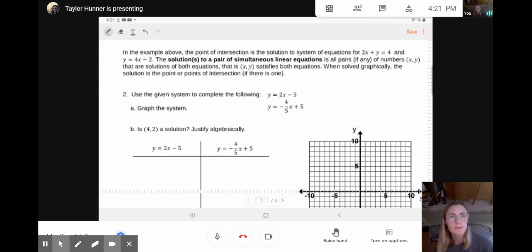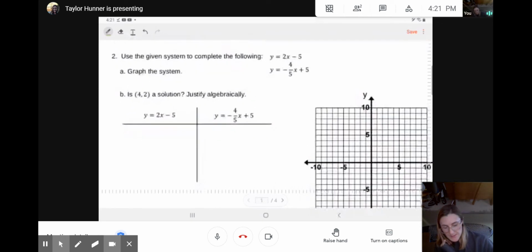So we've kind of gone over this a little bit in class. If they cross at one point, there's one solution, just like the graphs in number 1. If it's the same line, those are going to be overlapping, and they're going to have an infinite number of points where those graphs touch. If the lines are parallel, no matter how they look, they're never going to touch, so they have no solution.